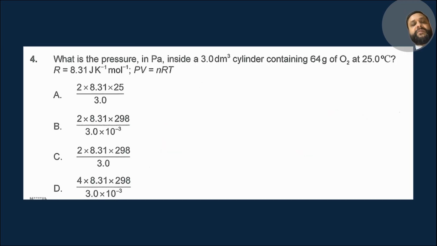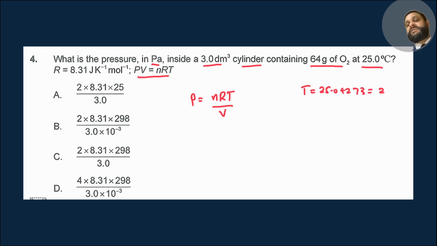Question 4. What is the pressure in Pascal inside a 3.0 dm cube cylinder containing 64 grams of oxygen at 25 degrees Celsius? R is equal to 8.31 joule per Kelvin per mole. Using the ideal gas equation PV equals nRT, let's rearrange for pressure. So pressure will be equal to nRT over V. Let's do the unit conversion. Temperature has to be in Kelvin, so T will be equal to 25.0 plus 273. That gives us 298 Kelvin.